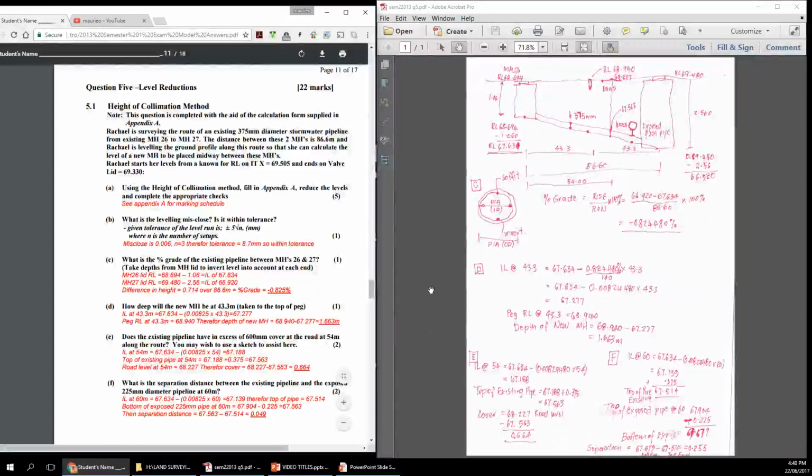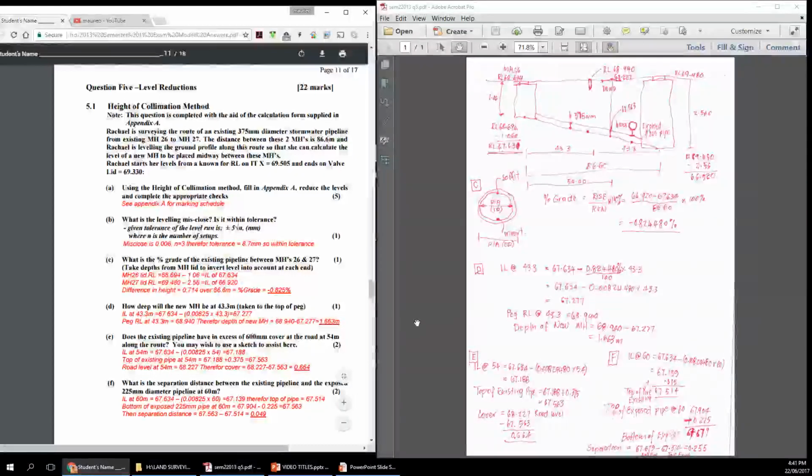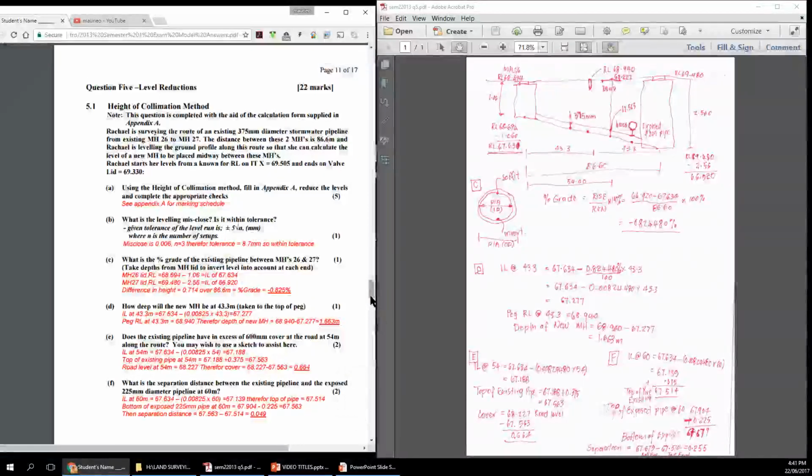So this height of collimation method, it's not a method that I'm a big fan of, so I don't particularly teach a lot of it, but I do go through the exam questions in that, and hopefully if it does come up, my students have got a fair chance of answering it. So it actually refers to Appendix A, where you have to reduce a series of levels.